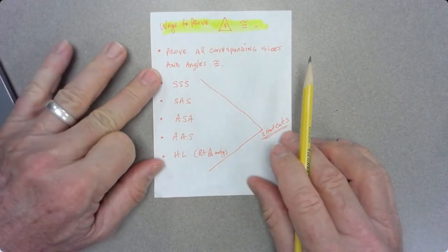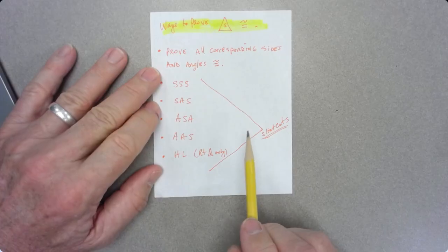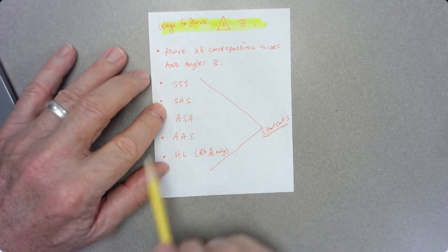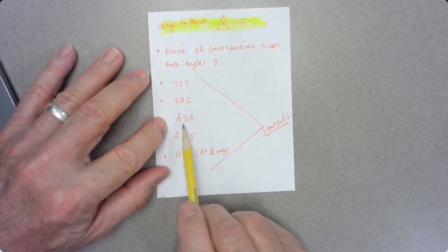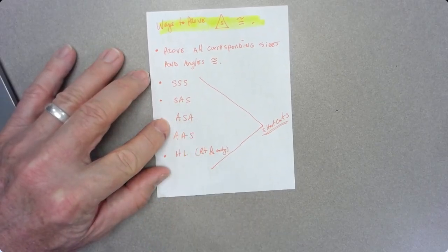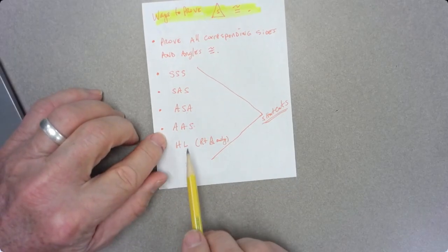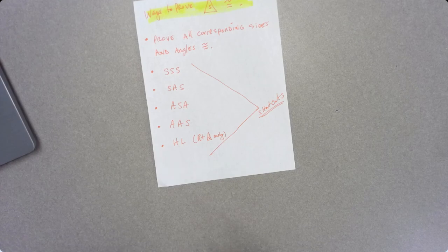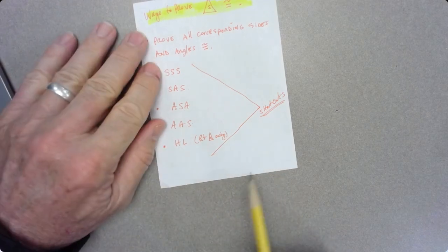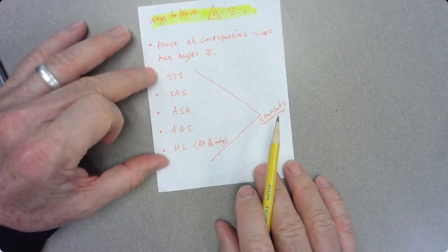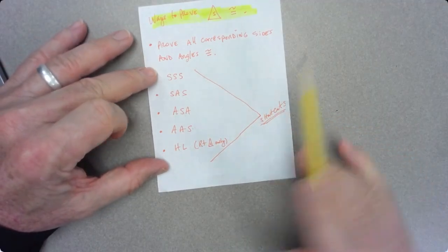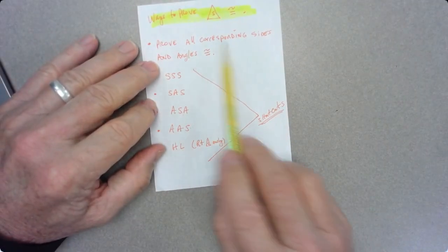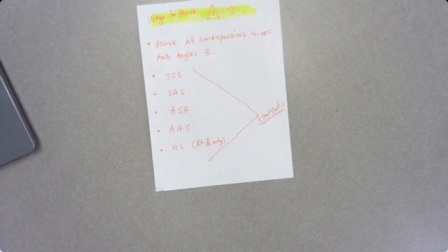So this week what we're doing is we're looking at shortcuts. The shortcuts are SSS, which stands for side, side, side, SAS, which stands for side, angle, side, ASA, which stands for angle, side, angle, AAS, which stands for angle, angle, side, and then HL, which stands for hypotenuse, leg, and because that's a hypotenuse, that's only going to work in right triangles. So we're going to hone in on these 5 shortcuts because that's much more fun to solve than to do all those steps to prove all the corresponding parts.